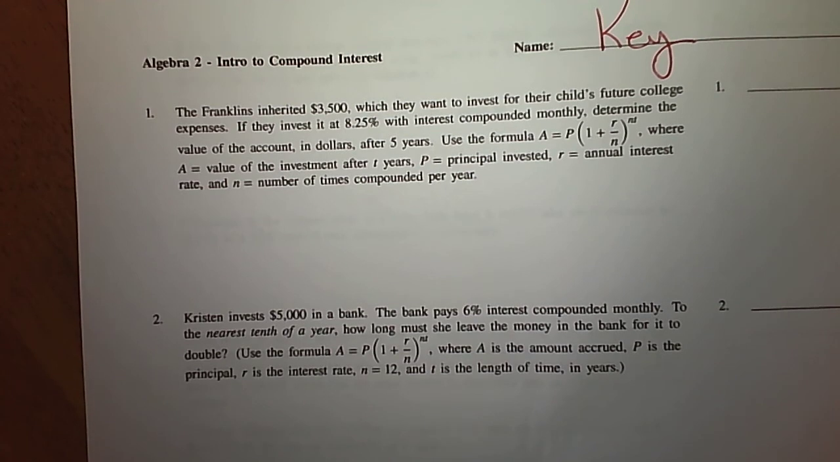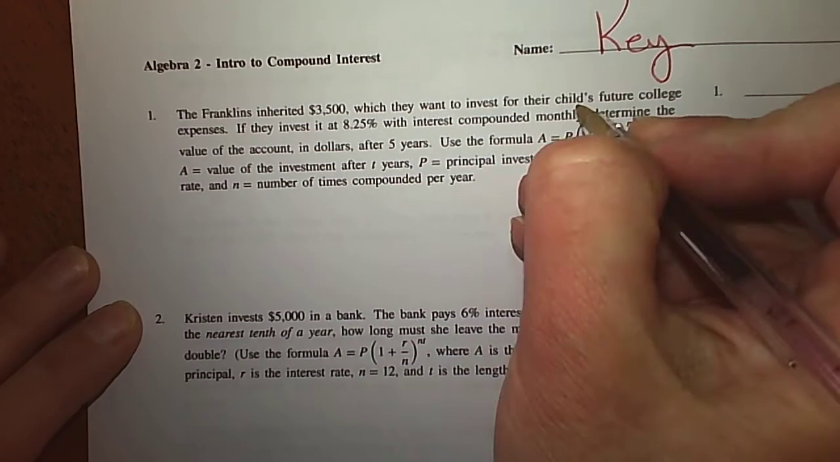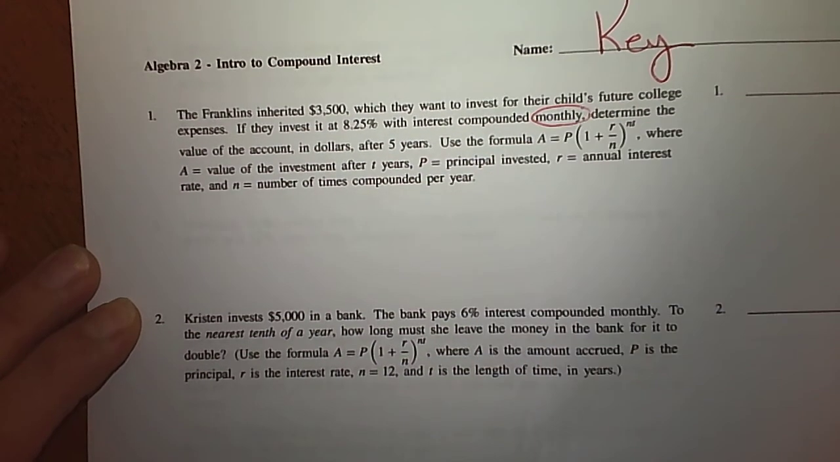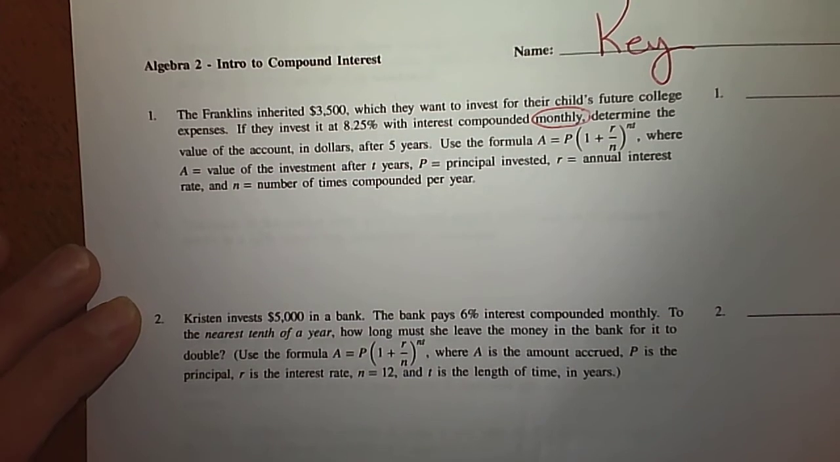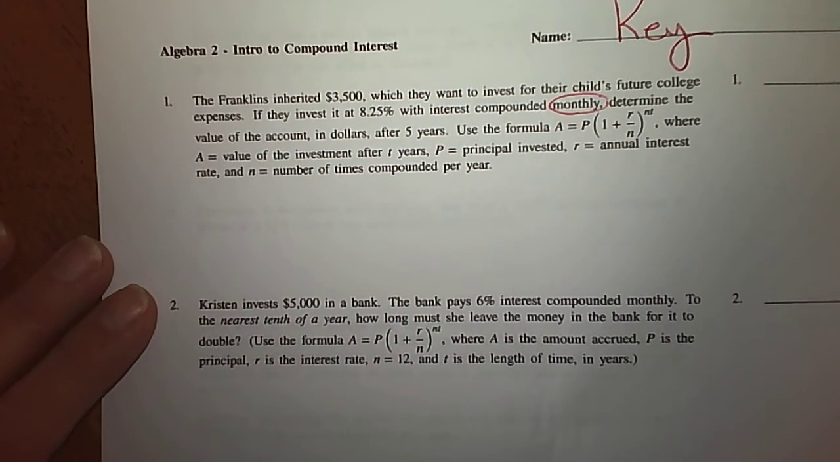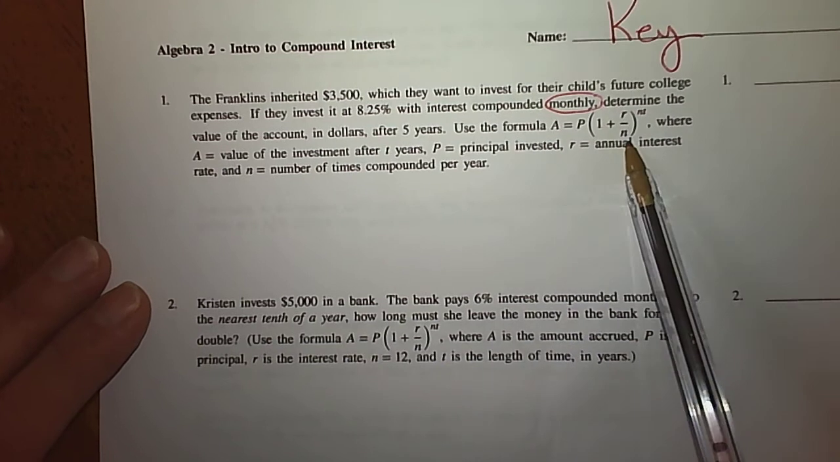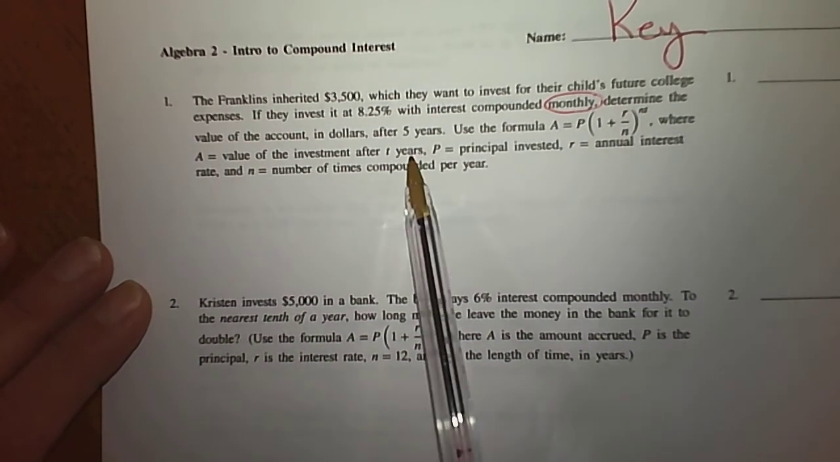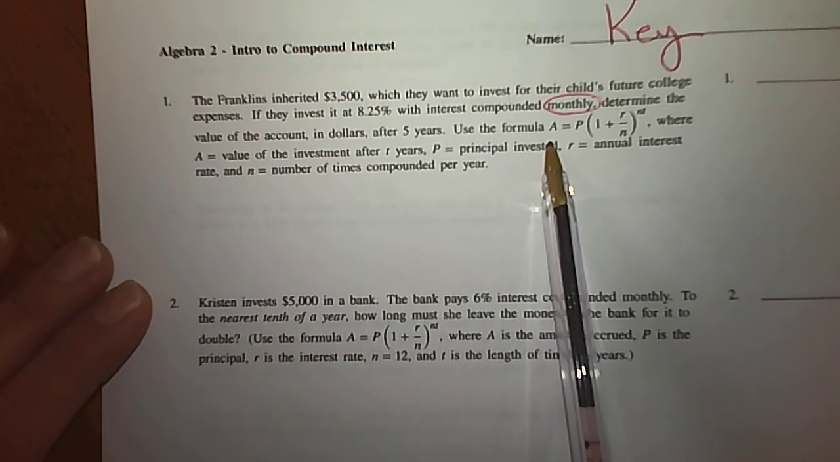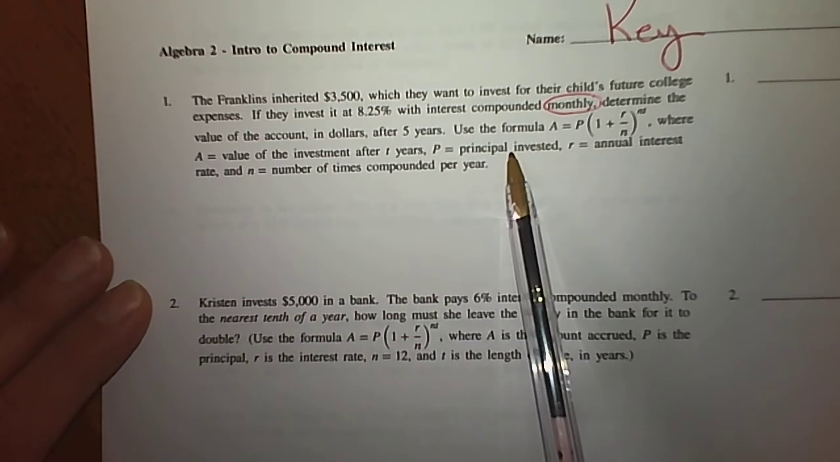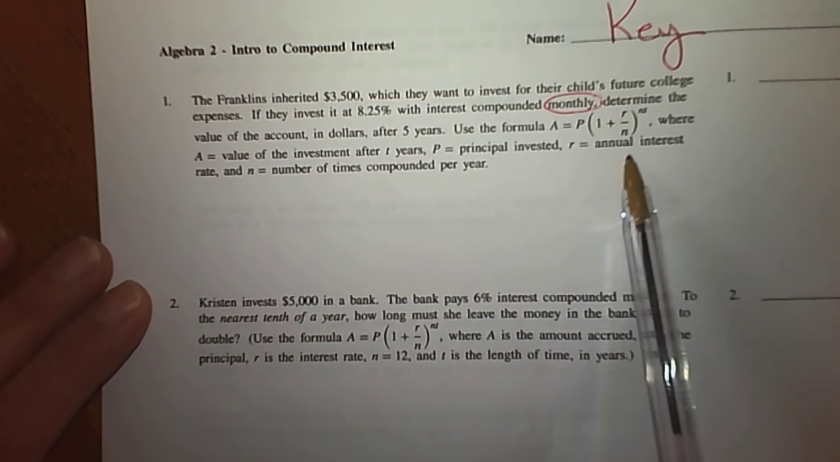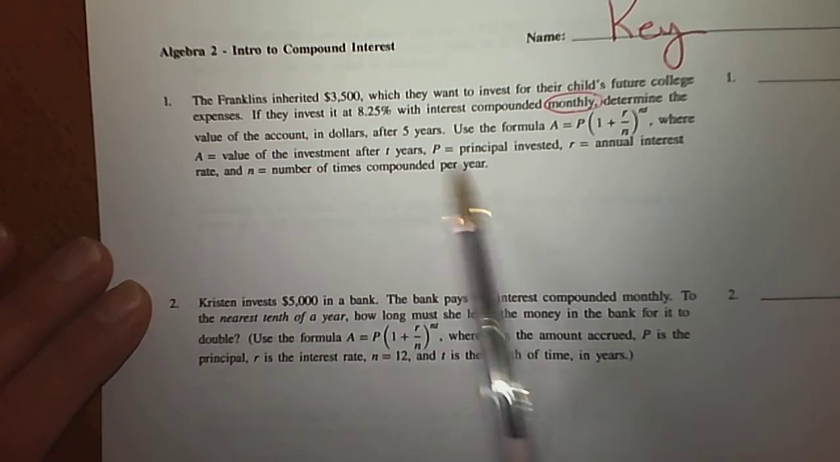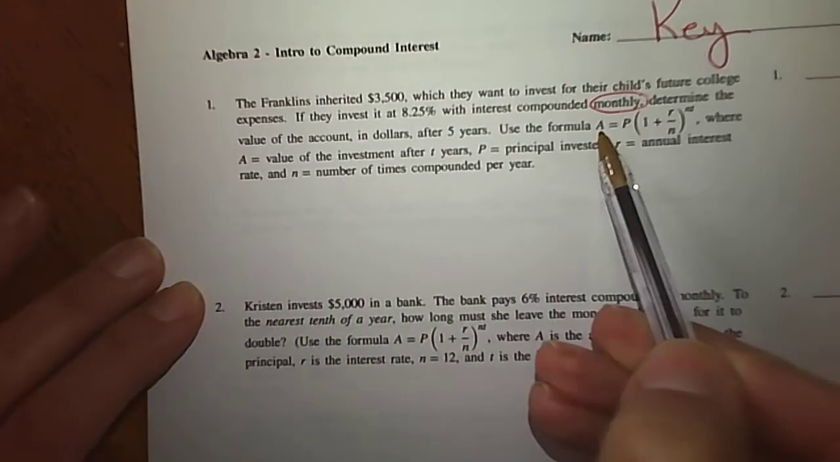If they invest at 8.25% with interest compounded monthly, determine the value of the account in dollars after 5 years using this formula. So they provided the formula for us. A is the value of the investment after 5 years, so that's the total amount at the end. P is the principal, meaning the original amount. R is the rate, and N is the number of times it's compounded. All right, so let's take a look at this.